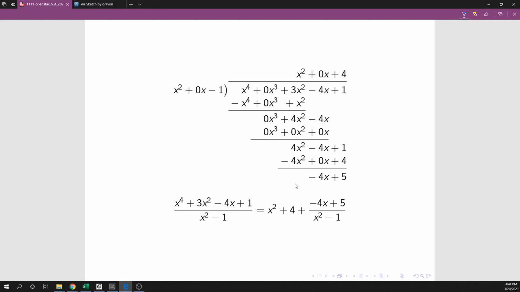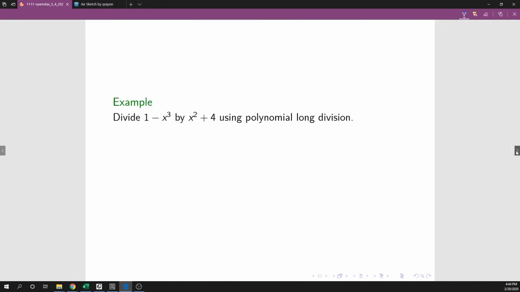That's equal to x squared plus 4. And then plus the remainder, which is this 1 right here, over what we're dividing by right here. So you can see when there's missing powers of x in there, it does add those zeros in there and make it a little bit more complicated. But I feel like leaving the zeros in there just really helps. Okay. Last example on this one.